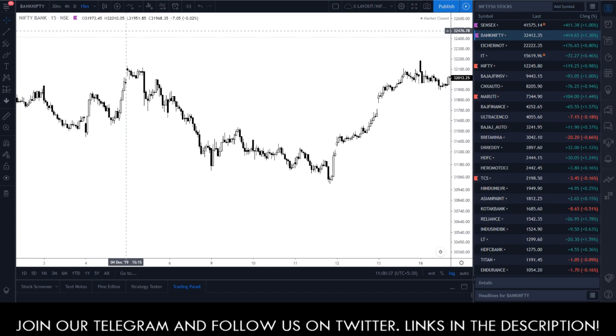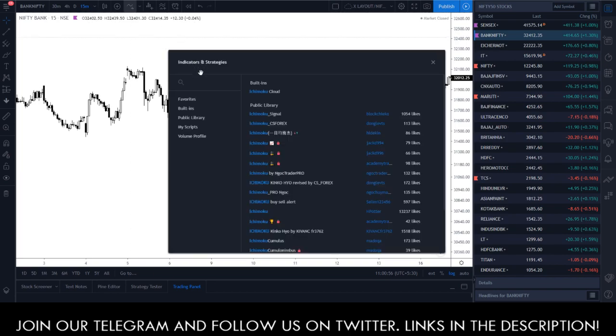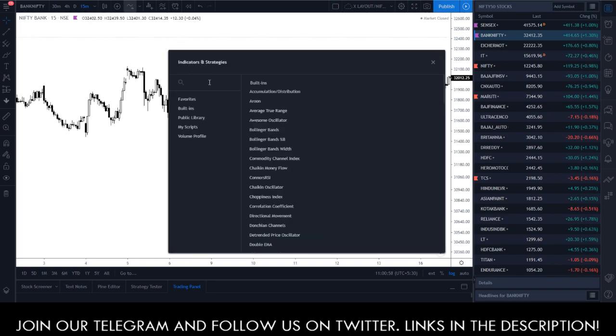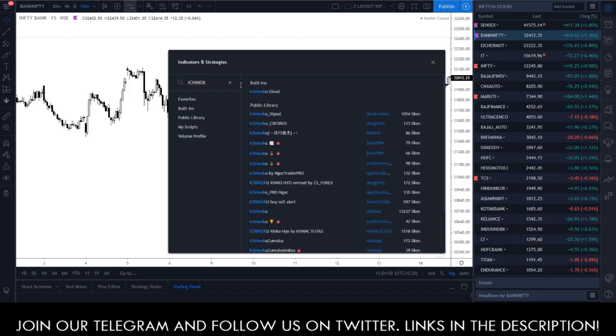It is pretty much similar to the concept of moving averages and MACD. So let's see how it works and how it can be of any use to us. So first of all, if you want to add the indicator, as always, we go to this top indicators and strategy bar, and here I type Ichimoku Cloud, and it's a built-in indicator.